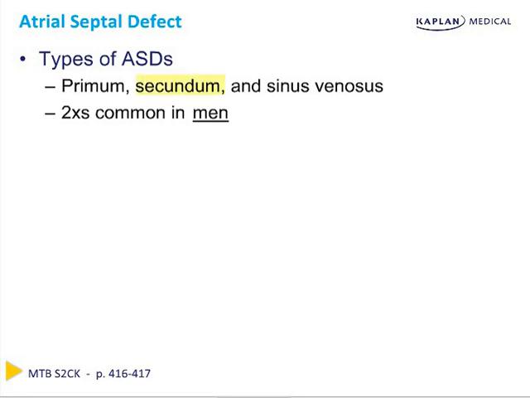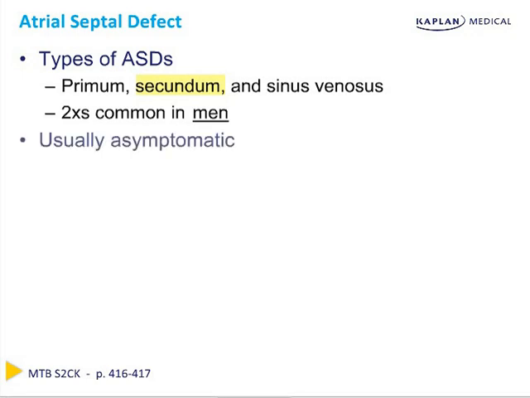It is due to a failure of the formation of the secondary phase, and fortunate for people who get ASDs, it's less troublesome than the sinus venosus or the primum type. But in case you were thinking about going back and reviewing the development of the atrial septum in embryology, don't do it. It's not worth it. It won't be on step 2. Just know that ASDs are pretty common, they're more common in males, and secundum is the most common type.